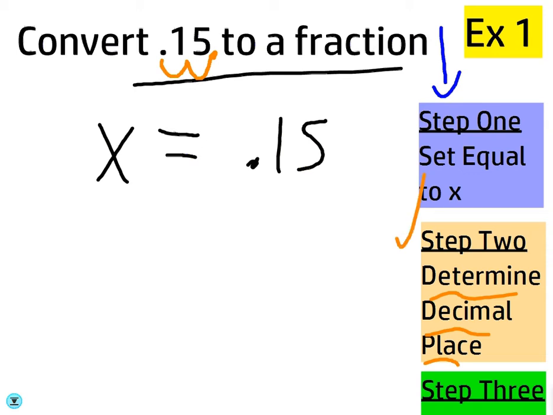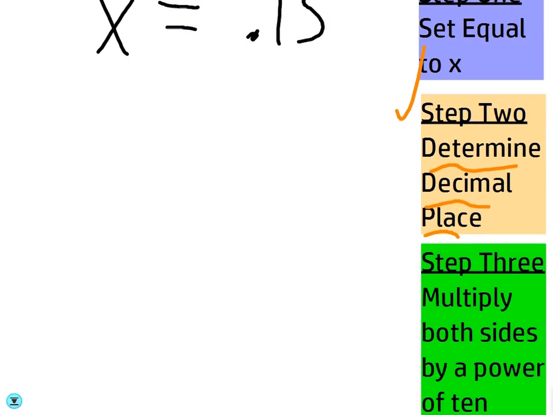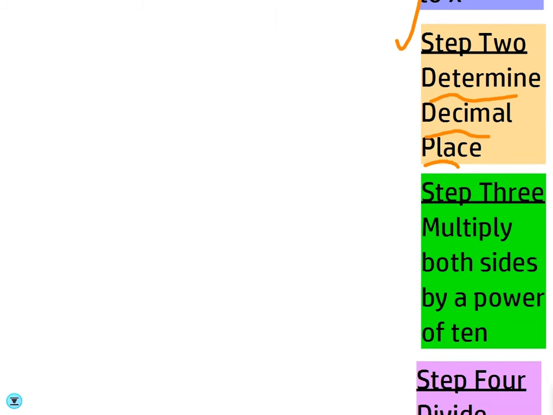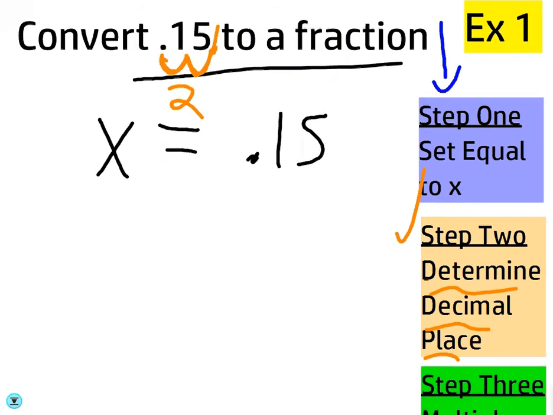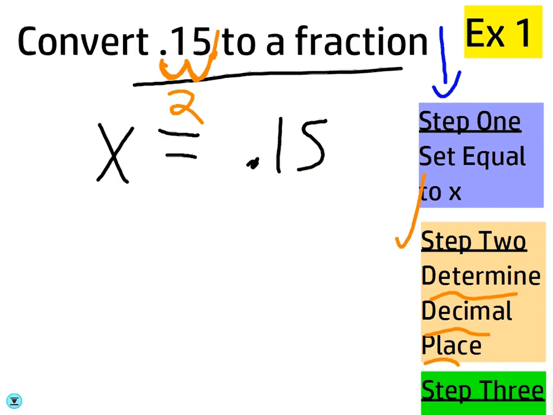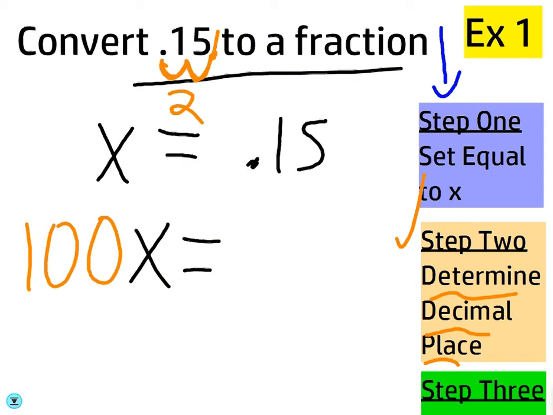You're just starting at the decimal and counting how many of those hops there are. It's actually 2 hops. It'd be two total hops. So since it's 2, we're going to multiply both sides by 1 followed by that many zeros. 2 hops means we're going to multiply both sides by a 1 with 2 zeros. It might take you a few examples to catch on to this, but I think you're going to see what's going on here.